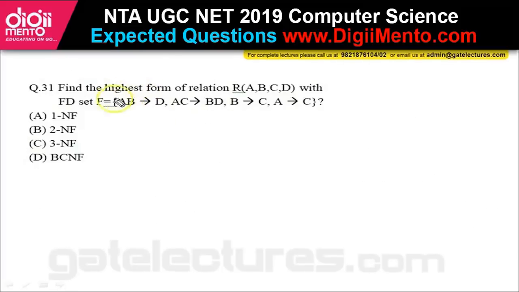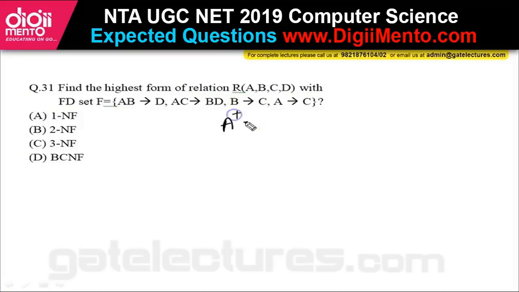So in our next question, they are saying find the highest normal form of relation R(ABCD) with the given FDs. So basically they are asking what is the highest normal form our relation is acquiring. Okay, so what is the first step in this kind of question? We find the candidate key. Okay, so let's find out.